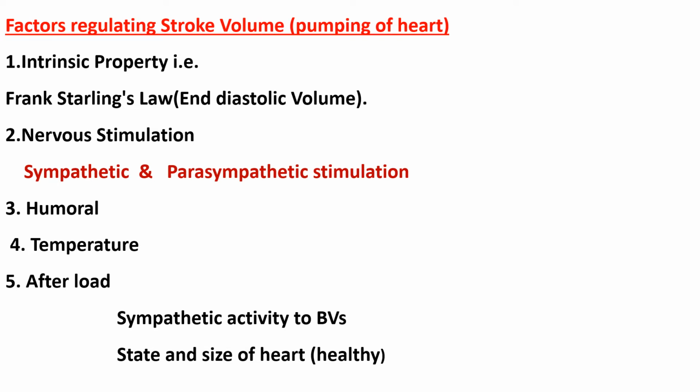Whereas in the case of parasympathetic stimulation, the vagus nerve decreases the stroke volume. It decreases the heart rate mainly, and when the heart rate is decreased, the stroke volume is increased, and that we shall be talking later on. Humoral means chemicals, substances. Any chemical substance that can affect the contractility of the heart will affect the stroke volume, and we'll talk about it in detail later on. Then we go on to temperature.